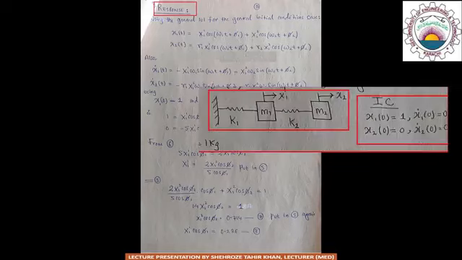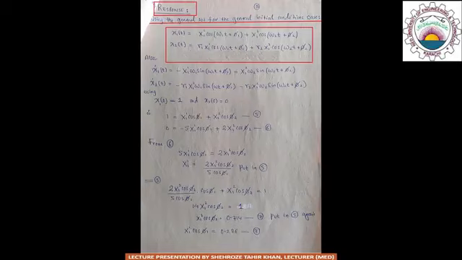Since we are provided with the general initial conditions for this system, we are using the general solution for the general initial conditions, which is as follows. x1 of t is equal to x11 cos of omega 1t plus phi 1 plus x21 cos of omega 2t plus phi 2, and x2 of t is equal to r1 x11 cos of omega 1t plus phi 1 plus r2 x21 cos of omega 2t plus phi 2.